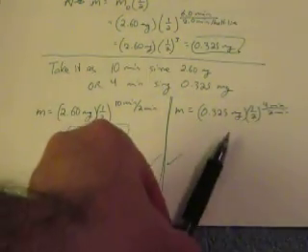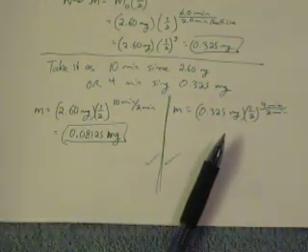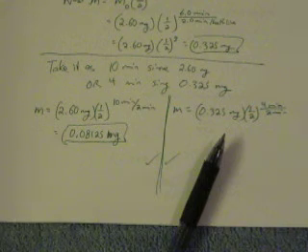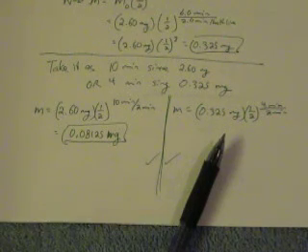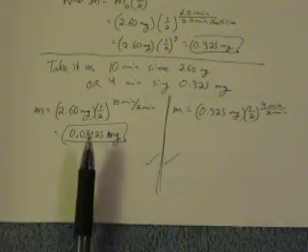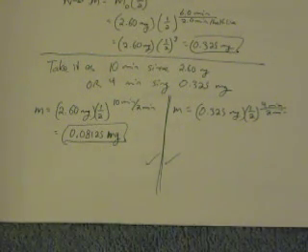Or you could do it on the right-hand side. It's been 4 minutes since the delivery. So 0.325 milligrams, which is how much was delivered, times 1/2 to the, and the exponent is 4 minutes over 2 minutes. 2 half-lives have gone by. Either way, you get the answer, 0.08125 milligrams.